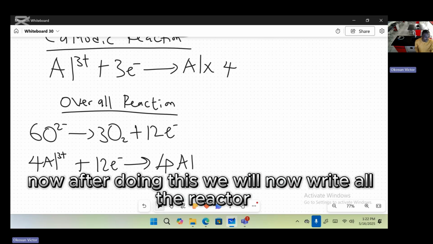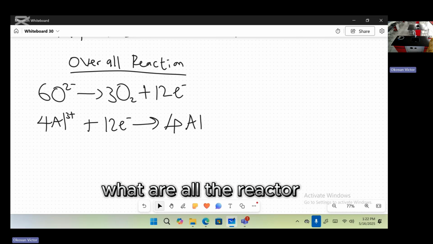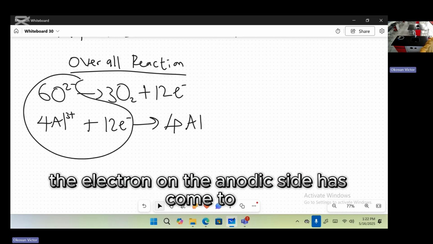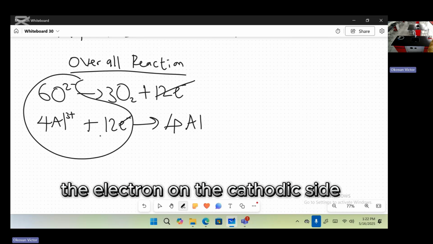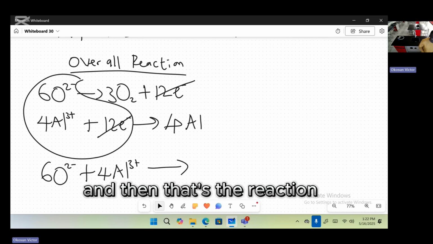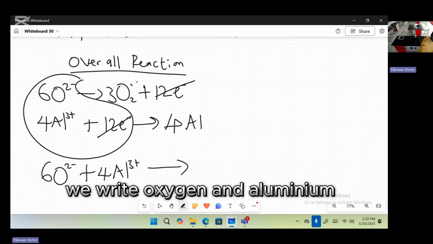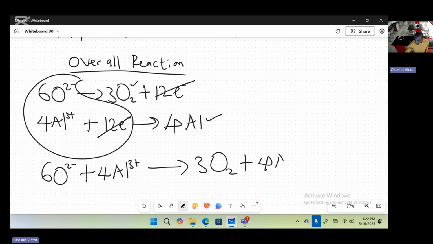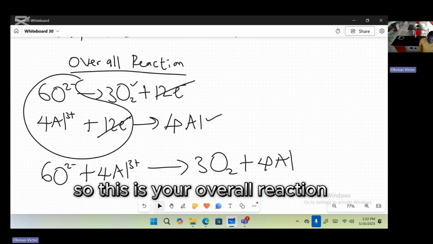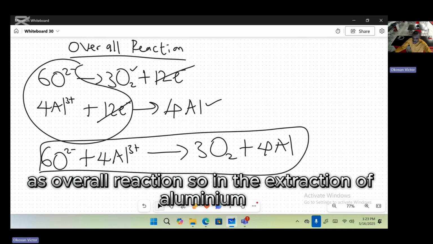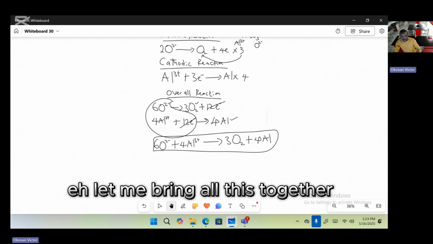Now, after doing this, we will now write all the reactants. What are all the reactants? These are all the reactants. But you know what? The electron on the anodic side has come to the electron on the cathodic side. So we are writing only oxygen ion plus aluminium ion, and that's the reactant. And on the product side, we write oxygen and aluminium. So 3 molecules of oxygen plus 4 aluminium. So this is the overall reaction. This is the answer that you give as the overall reaction.